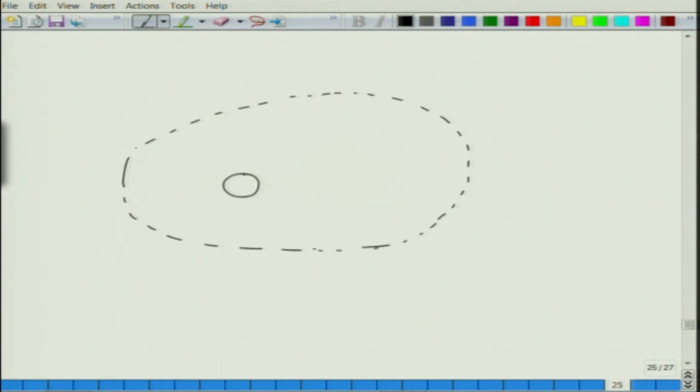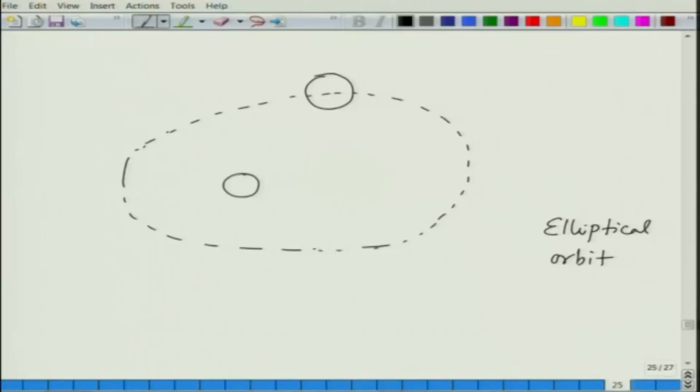So, it is elliptical, somewhat I could make it elliptic, okay. And Earth is moving around the sun on this elliptical orbit. Now, one interesting thing happens because the Earth is not revolving around the sun with its axis normal to the orbit plane, or orbital plane.